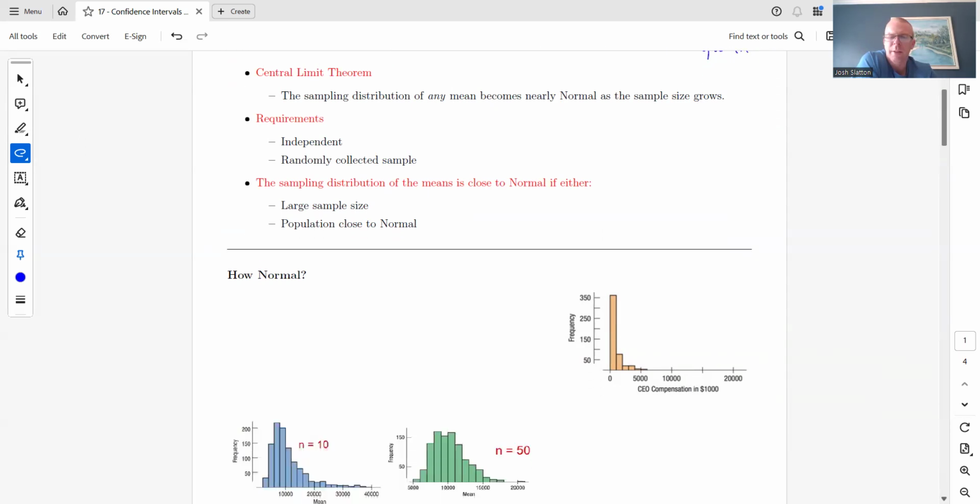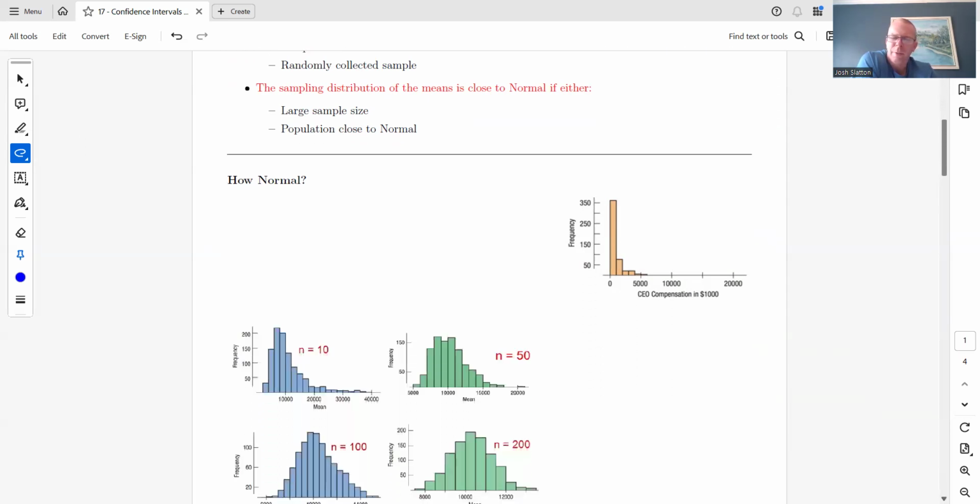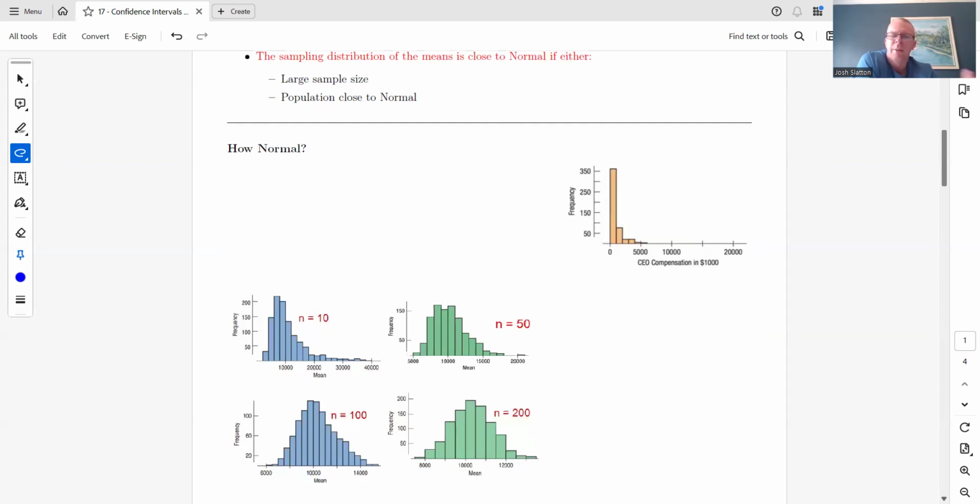So here's an example and this is a simulation. There are websites that you can go to that will show you how this works. But basically, if we have a population, we have population data here, CEO compensation in thousands of dollars. So 5,000 here, that would be $5 million. And we can see most of the CEOs are in this range, whatever that range is, and we're skewed to the right, heavily skewed, so not symmetric at all.